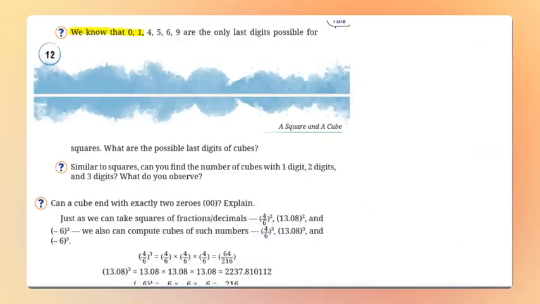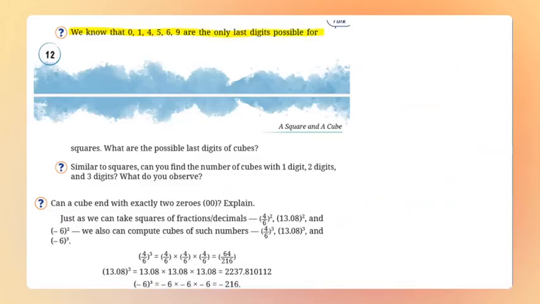We know that 0, 1, 4, 5, 6 and 9 are the only last digits possible for squares. What are the possible last digits of cubes? तो अभी हमने देखा कि last digit of cubes सब होती है. When the number ends with 0, the cube number ends with 0. For 1, it is 1. For 2, it is 8. For 3, it is 7.